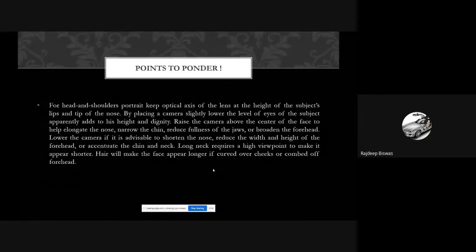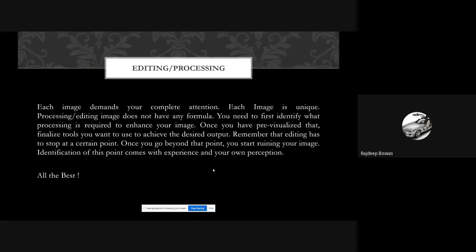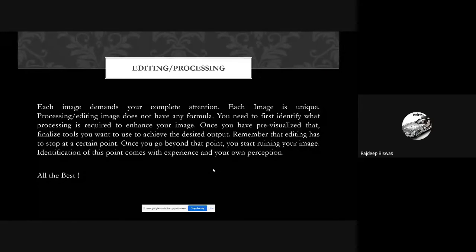Now I'm coming to processing. This is an area regarding which I come across questions almost three days a week from different individuals. I'm going to repeat what I say to each one of them. Friends, each image demands your complete attention, and each and every image that you click is unique. Maybe you're clicking different images of the same subject. However, there are fine differences between those images.